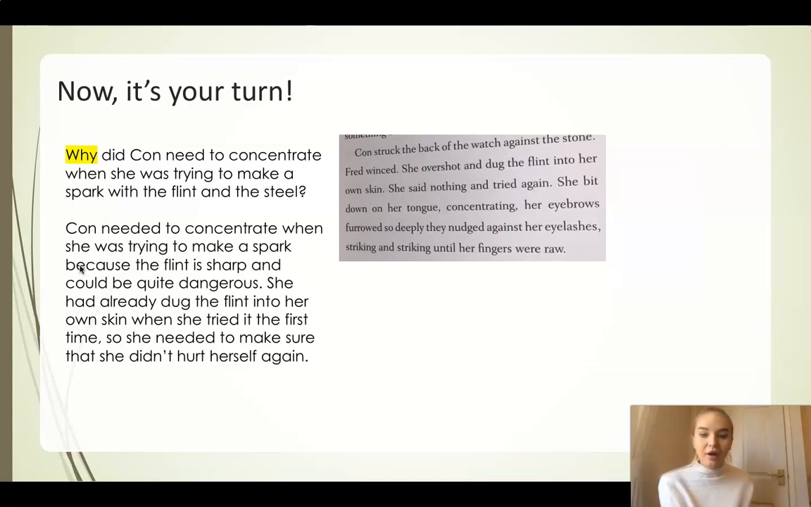Okay, year 4? So in your resource pack today, I think there's about 5 or 6 questions all to do with those 5 W's and our how. I would like to see all of you today writing in full sentences. So I've included lines on the page for you to actually write on. So I don't want to see anyone just writing the answer by saying she'd already dug the flint into her own skin, blah, blah, blah. You actually have to try now and start writing in full sentences, okay? We will keep practicing because practice makes perfect and you will be fantastic. You are fantastic. So that is your task for today.